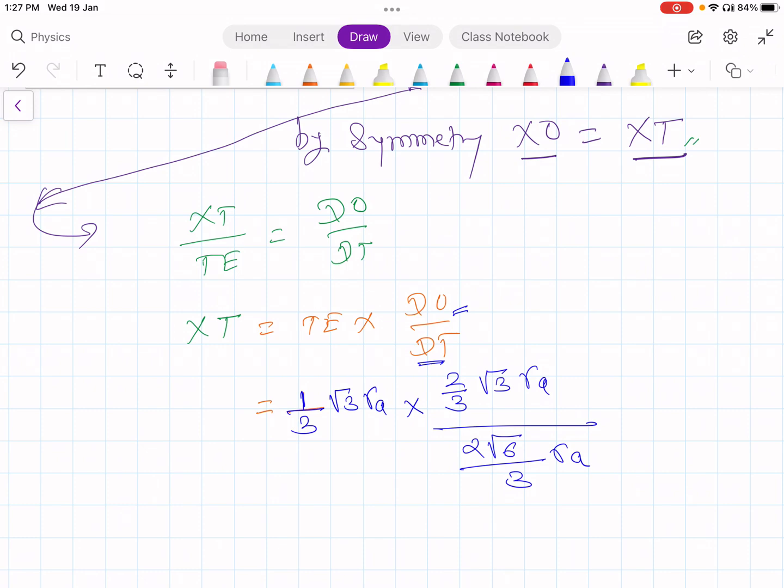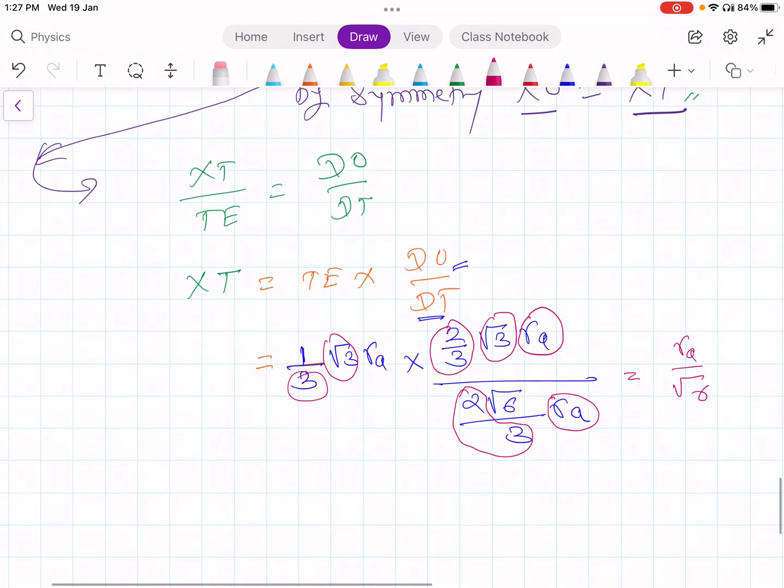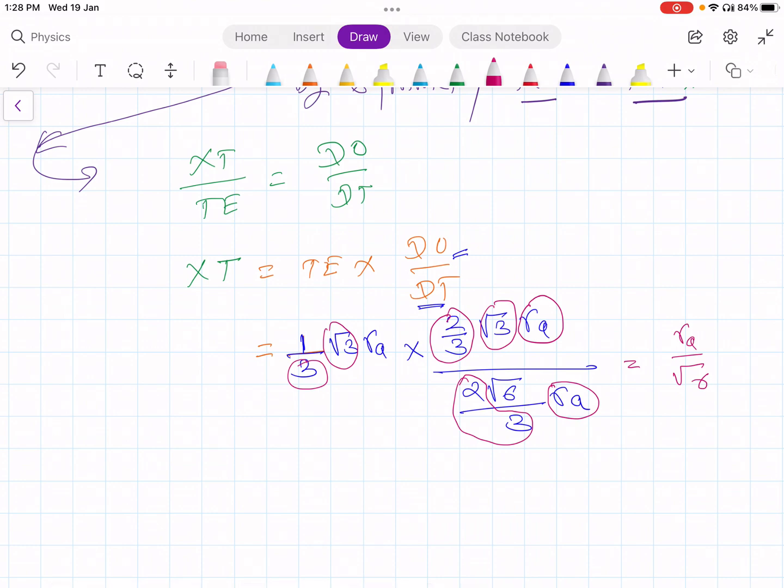Now you can see in this equation, this 2 by 3 cancels with this 2 by 3. This root 3 into root 3 cancels with this 3. This Ra cancels with this Ra. And so what remains is Ra upon root 6. So this XT is equal to Ra upon root 6.